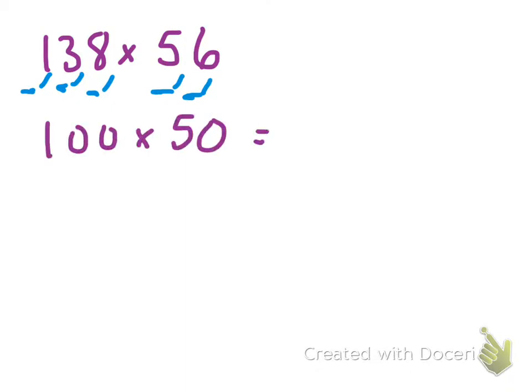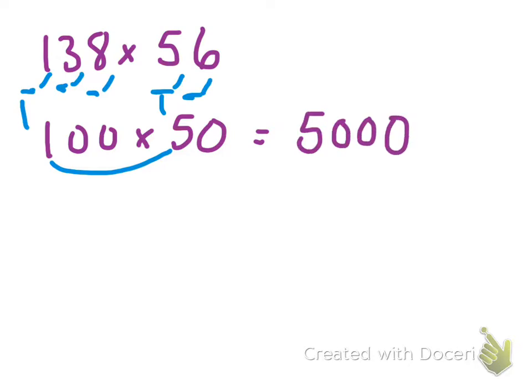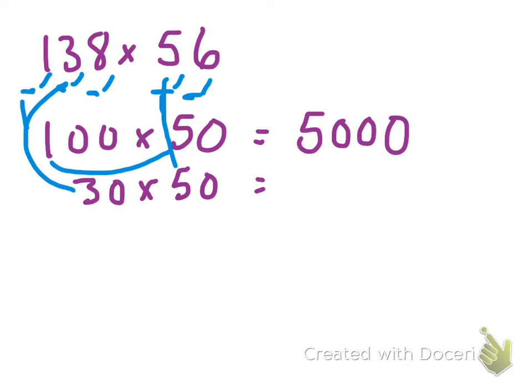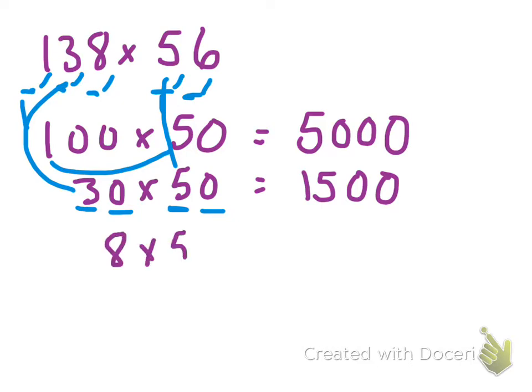So first, let's take 100, multiply that by 50. This is easy because I just take 1 multiplied by 5, and then add my zeros. So 5 with 3 zeros, 5,000. Next, I'm going to take 30 and multiply that by 50. So let's do this. 3 times 5, that's easy, 15. Put my 2 zeros on the end, I have 1,500.